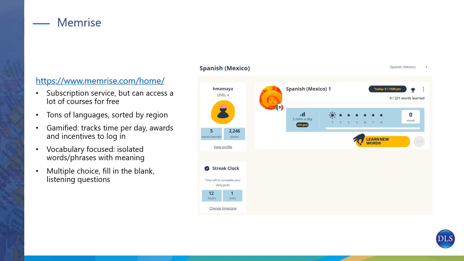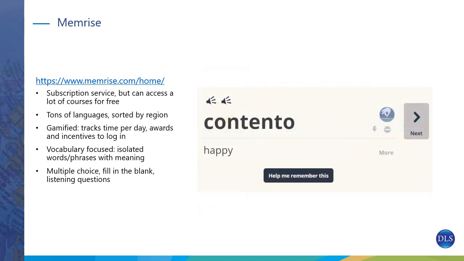Memrise is very gamified. You can see here that there are points awarded for every activity. It sets a goal of how many minutes a day you need to practice, how many words you learned, and what your streak is. So it keeps track of all these stats to try and incentivize the learner to log in and actually spend the time working on the app.